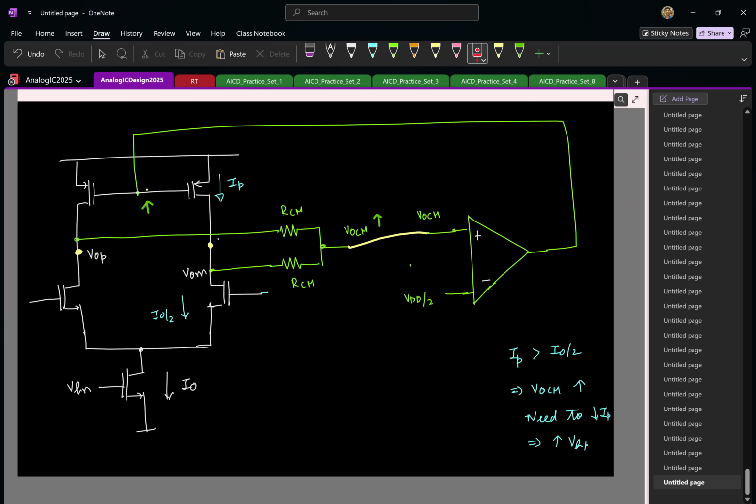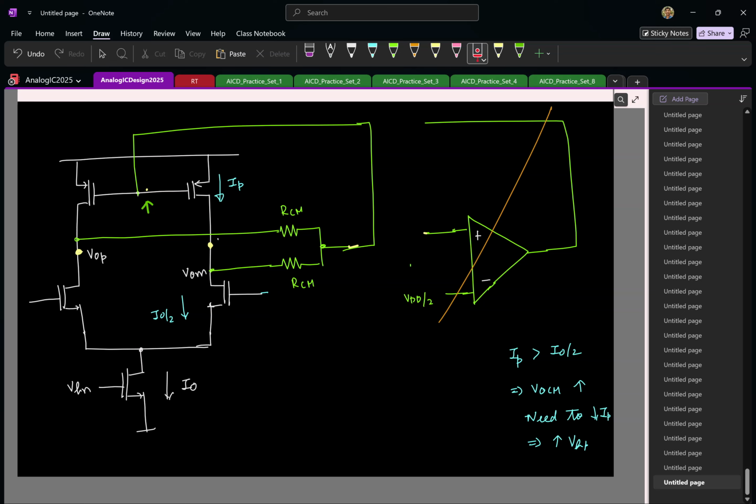What is the simplest connection I can make? If this voltage increases, I want to increase this voltage. What can I do? One trivial way to do it is I don't do the Opamp business. I can directly go and connect like this, and I'll not use the Opamp.